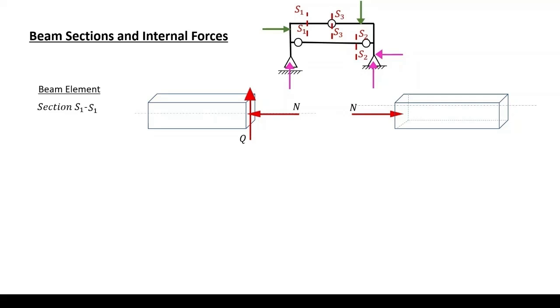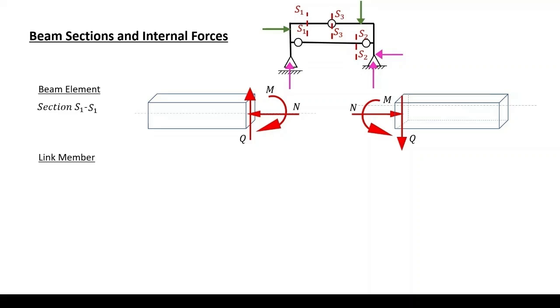The second force is Q, the shear force applied in the direction of the section and therefore perpendicular to the center line of the beam. Another force Q, equal in magnitude and opposite in direction, shows up in the right part of the beam. Finally, the moment M and another M equal in magnitude and opposite in direction to maintain equilibrium of the section.